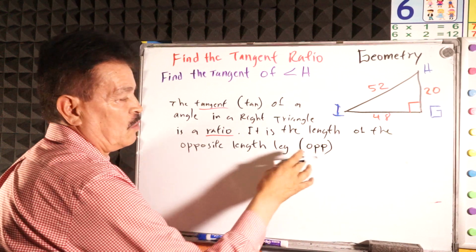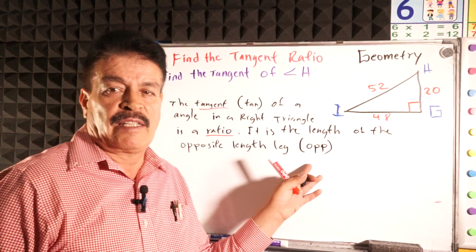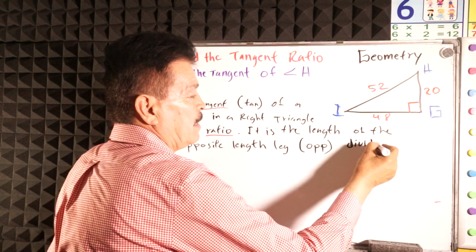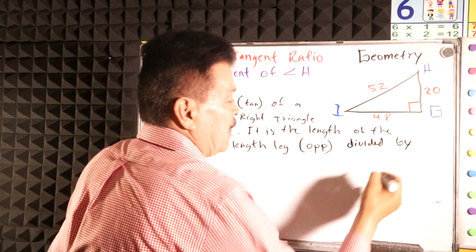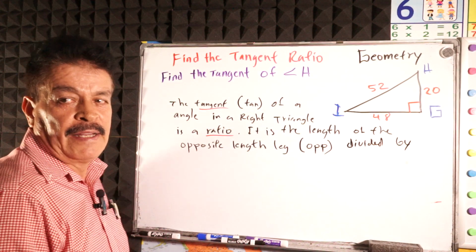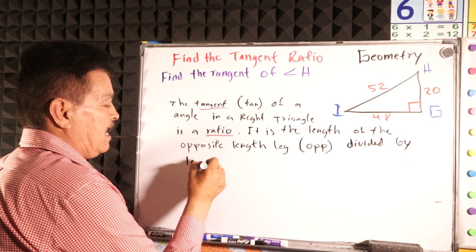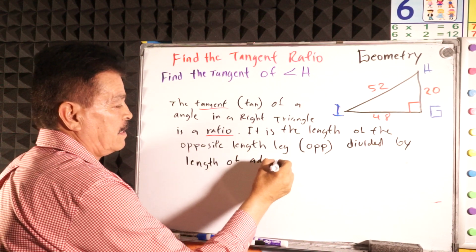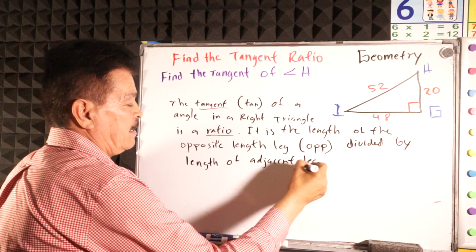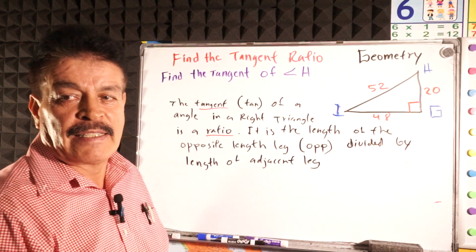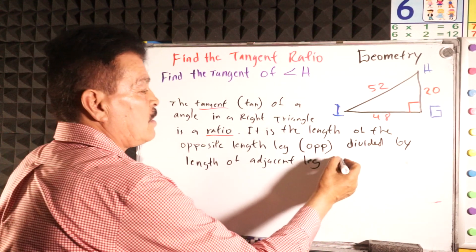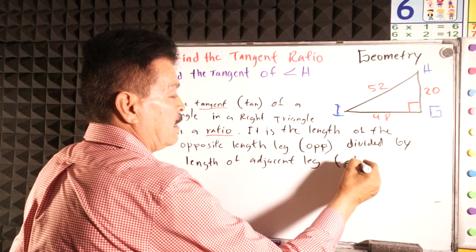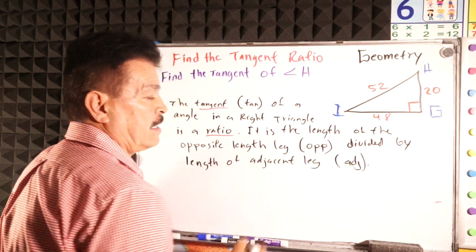you are able to write it in this way too: leg divided by leg, this divided by the leg of the adjacent leg. For the adjacent leg, you write it adjacent like that.